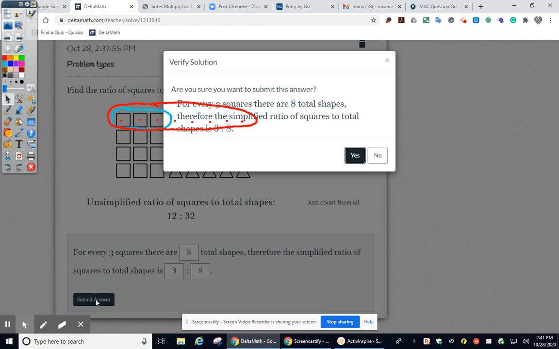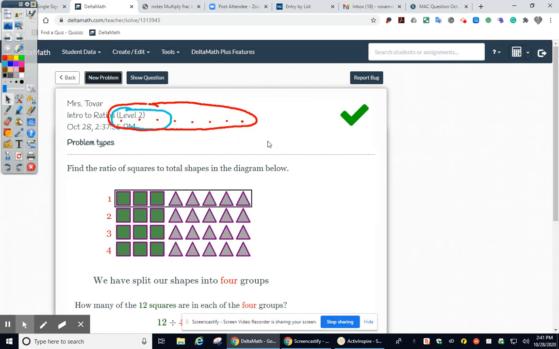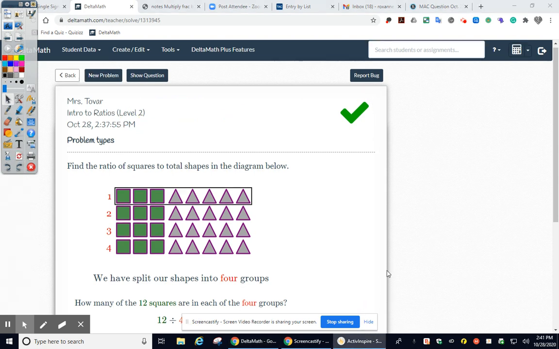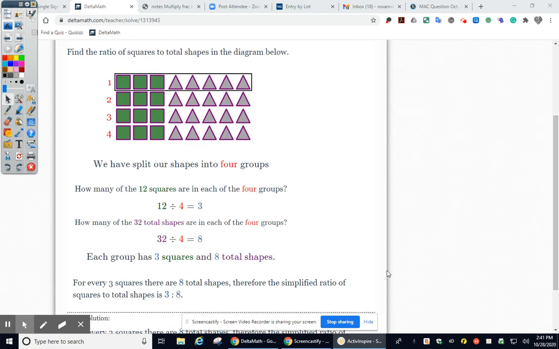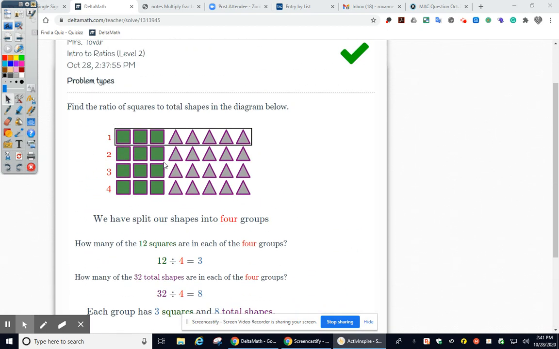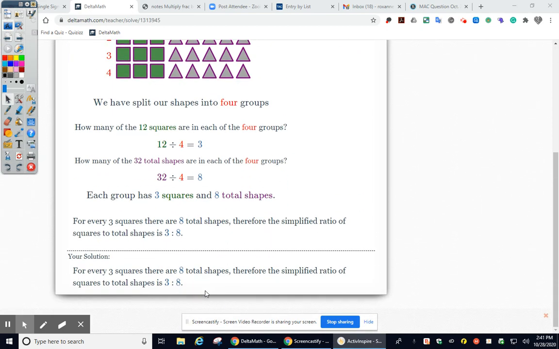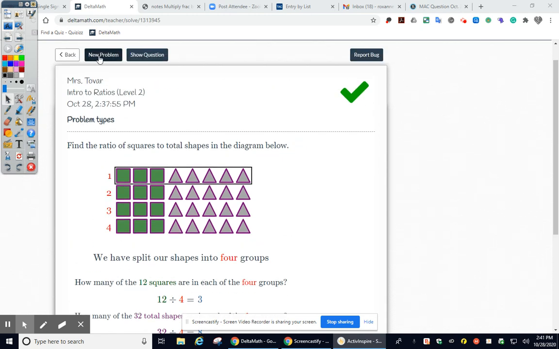And then you're going to hit submit answer. And then you're going to tell it yes. And it's going to tell you if you got it right or wrong. Okay? Let's go ahead and do another one. If you need to see, it breaks it down for you what you're really doing. Okay? So let's do another problem.